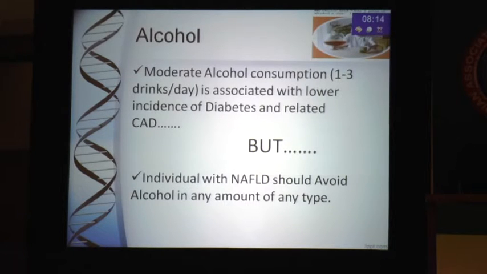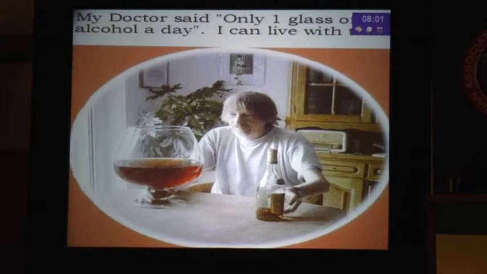Alcohol. We all know the fact that moderate alcohol consumption is good. It is associated with a lower incidence of diabetes and CAD. But as far as NAFLD is concerned, they should not be advised this safer limit, because they may cross to the unsafe limit also.